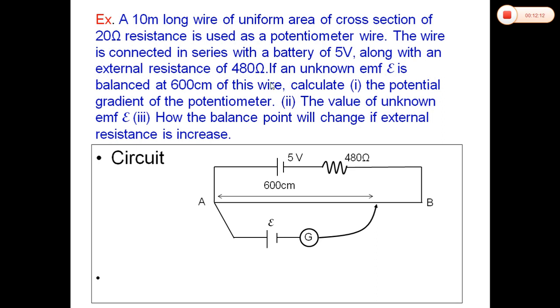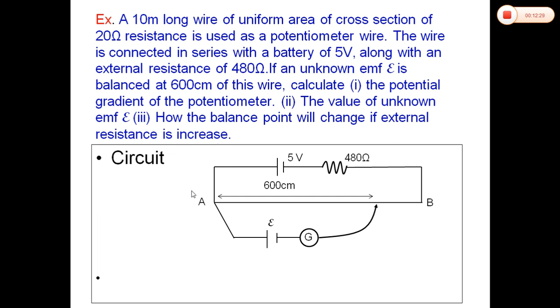If an unknown EMF E is balanced at 600 cm of the wire, calculate number 1, potential gradient of the potentiometer, number 2, the value of unknown EMF E, and third one, how the balance point will change if external resistance is increased.